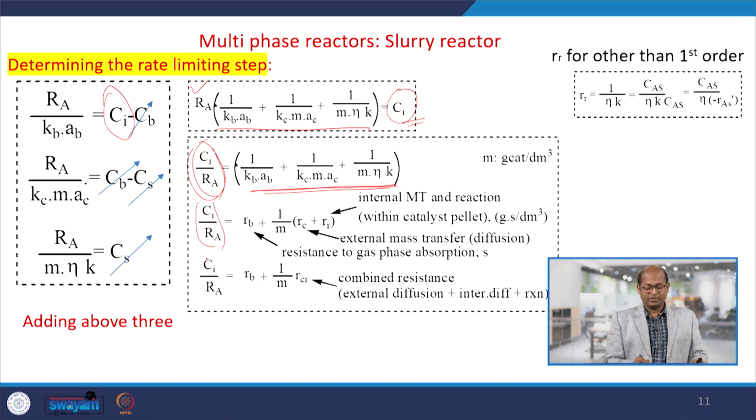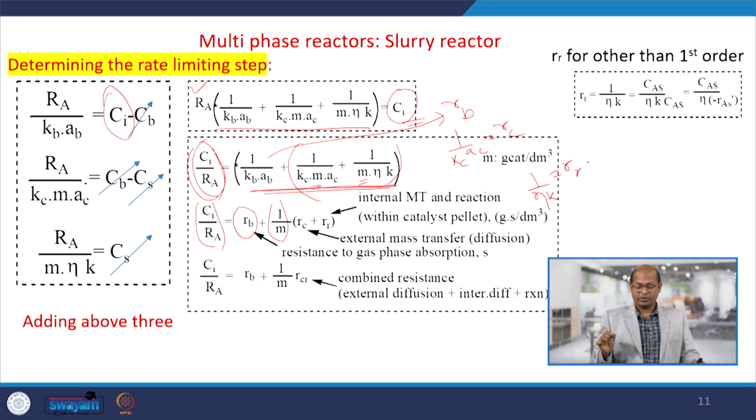Or simplify, you can write 1 by Kb Ab, that is Rb. These are the parts where small m is there, we are taking it out from the brackets, and the rest of the terms. So here these terms we are writing as Rb, and the rest of the terms, 1 upon Kc Ac, that equals Rc, and 1 upon eta k we are writing as Rr. Okay, so then this equation is coming.